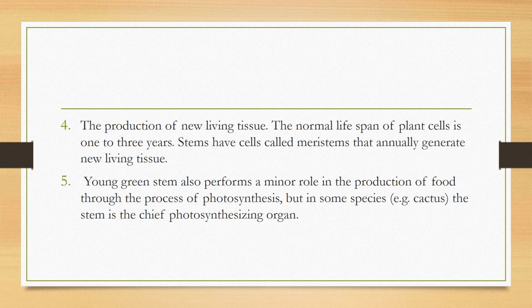And also in some species, like cactus, the stem is the chief photosynthesizing organ. The stem in the cactus species is a basic organ for photosynthesis. Okay, so this is all about the 5 main functions of the stem, and it's not all about the stems.